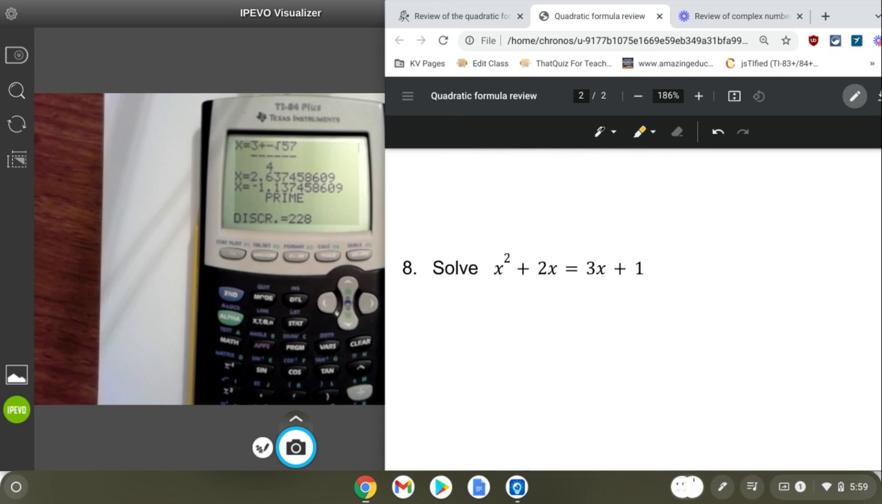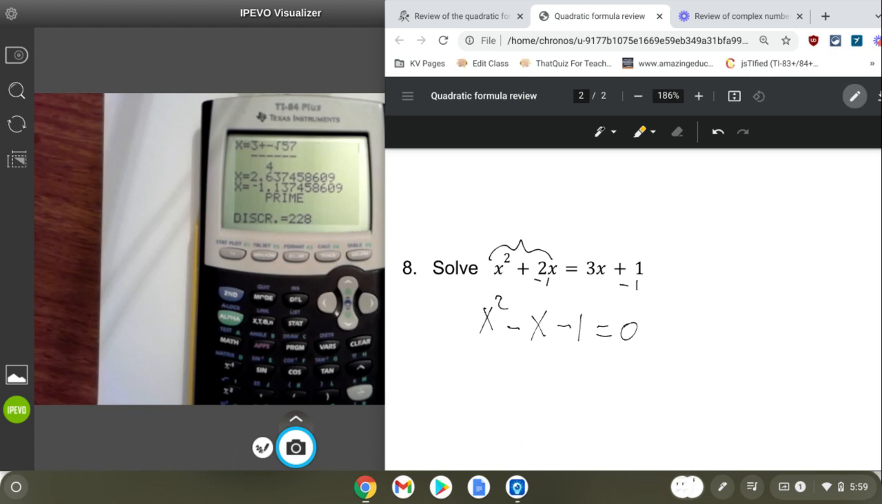For number 8, it's the same process. You got to move everything to one side. Of course, you're going to minus 3x. So you're going to get x squared minus x. That's because 2x minus 3x is -1x. And then for the 1, when you subtract 1 from both sides, it's just going to show up as -1 on the left-hand side because there's not a constant term over here on the left-hand side to begin with.